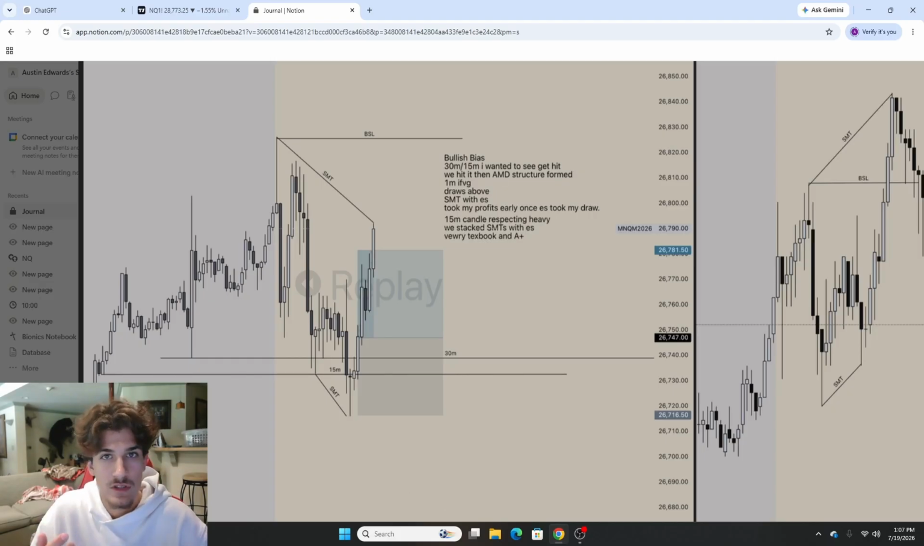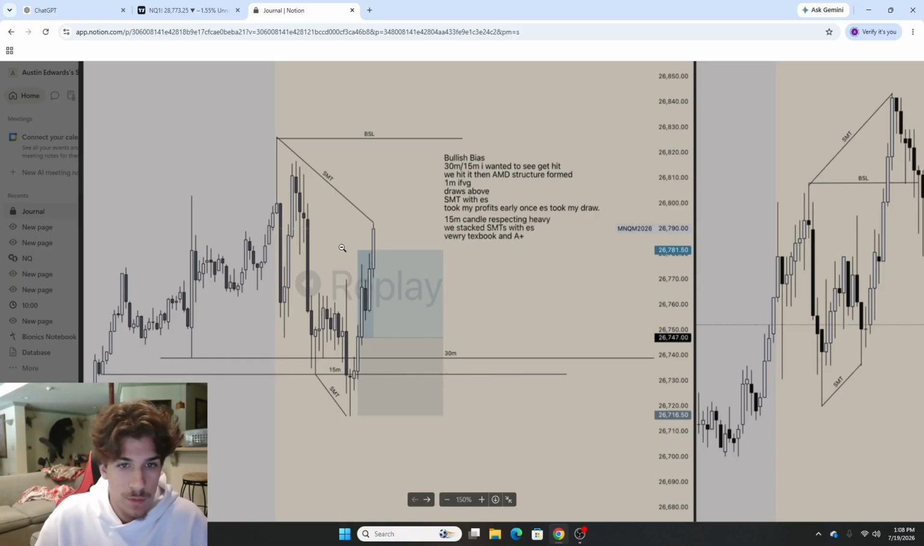What are we looking for? That AMD structure, accumulate, manipulate, distribution, so that PDI trade. We had a 1 minute IFVG, so that was my disrespecting that price, that the bearish price that came into the gap. We then disrespected it, and then we had draws above. We SMT'd with ES, which is more stuff I can go in on a later date. Took my profits early once ES took my draw. 15-minute candle, respecting heavy. We stack S&Ps and ES, very textbook A+.